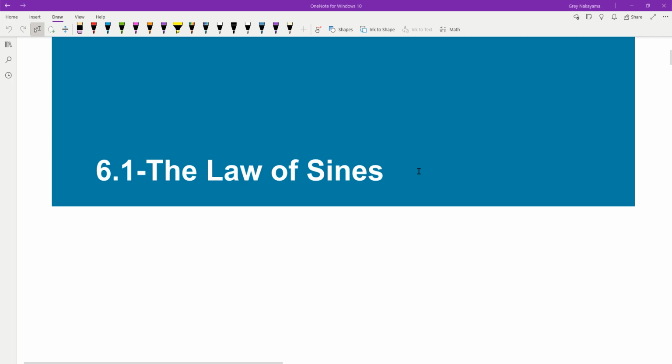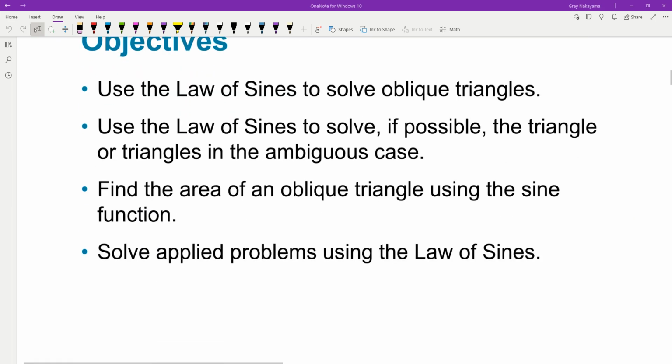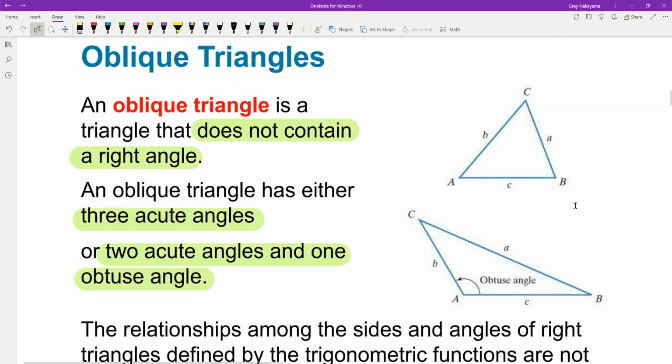I believe you covered this in Geometry and Algebra 2, but we have one extra case that we have to talk about this year. So in this video, I'm going to cover solving oblique triangles, what it means to solve a triangle, especially those that are oblique. I'm going to talk about the ambiguous case. I'm going to find the area of oblique triangles, and we're going to solve applied problems using the law of sines. So first and foremost, let's make sure everybody knows what an oblique triangle is.